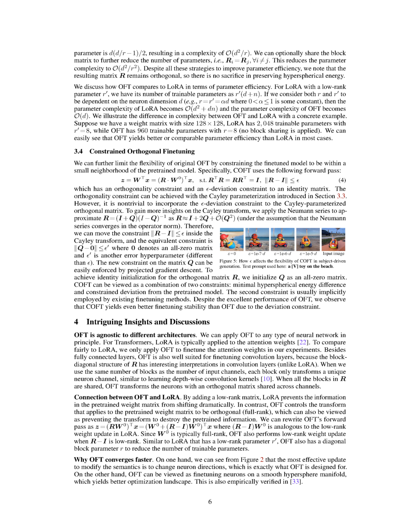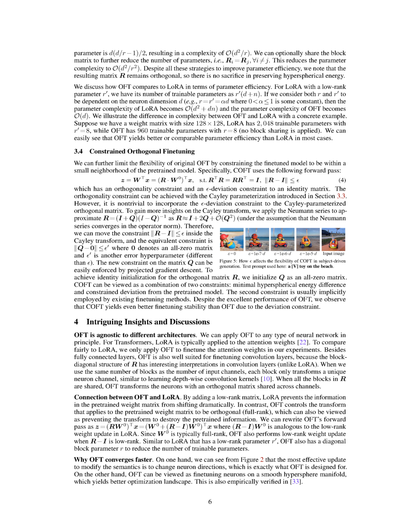Section summary. The constrained orthogonal fine-tuning (COFT) method limits the flexibility of the original OFT by constraining the fine-tuned model to be within a small neighborhood of the pre-trained model. COFT uses an orthogonality constraint and an epsilon deviation constraint to an identity matrix, which can be enforced by projected gradient descent. This method yields even better fine-tuning stability than OFT due to the deviation constraint.